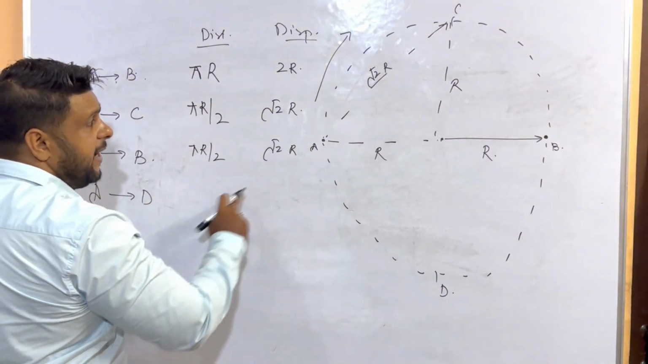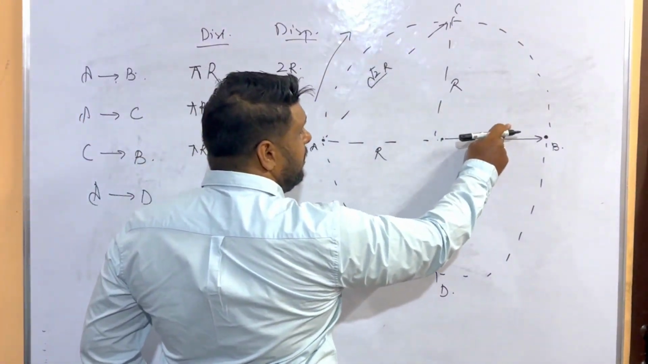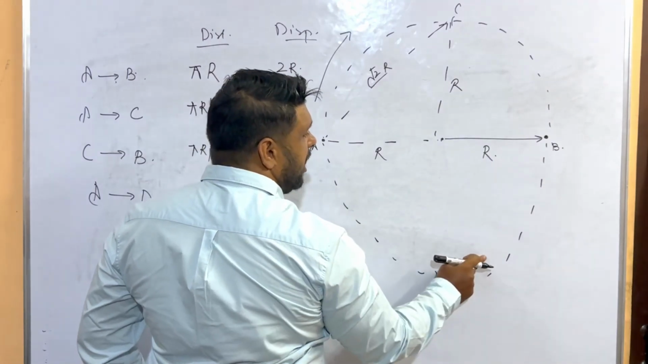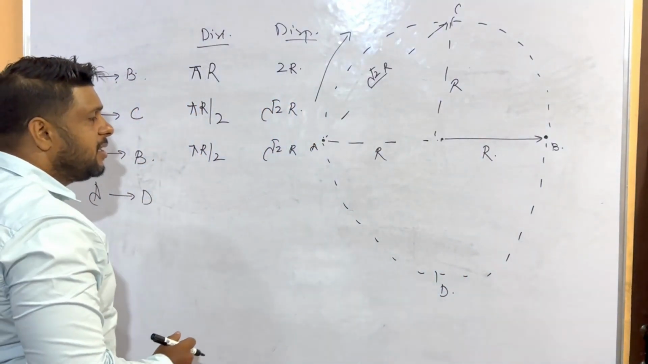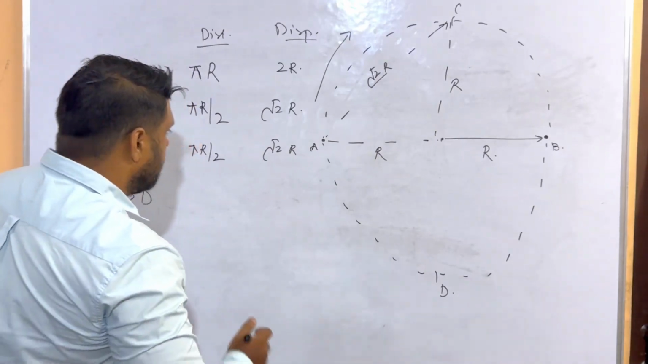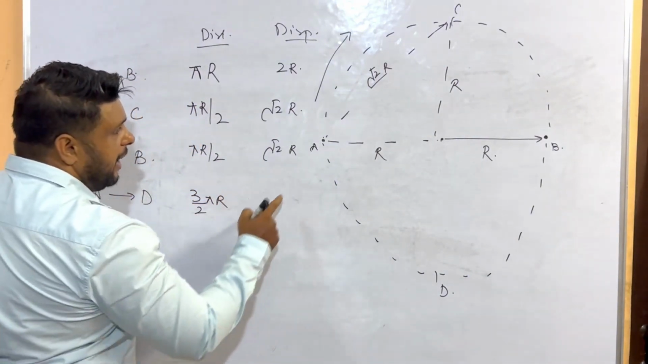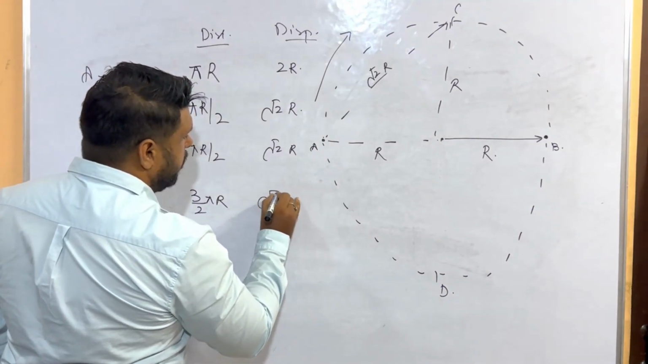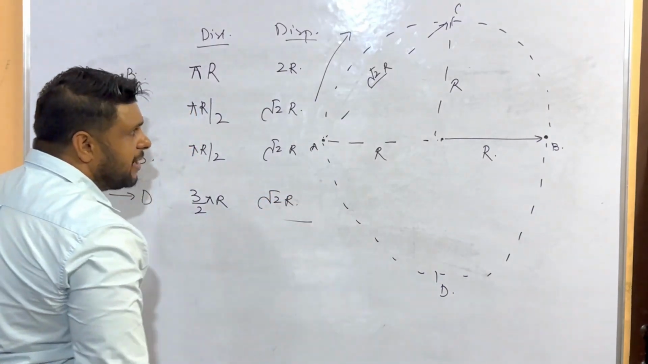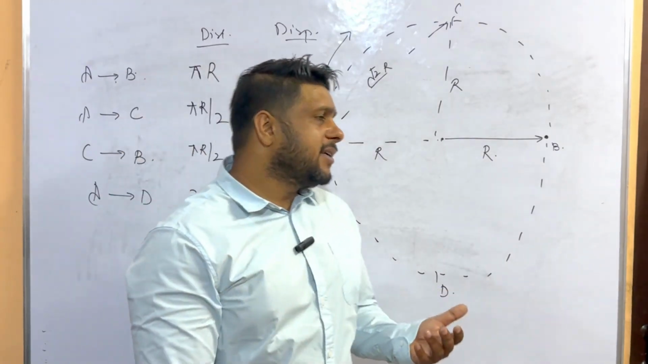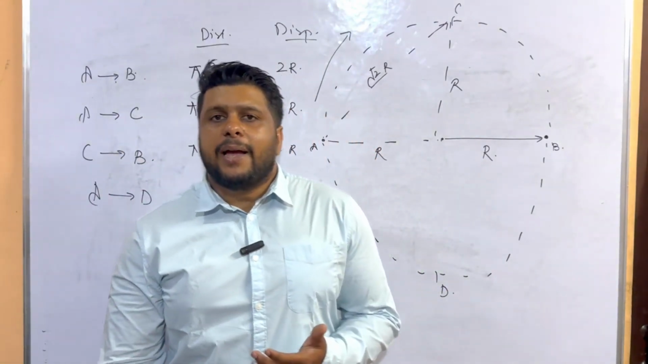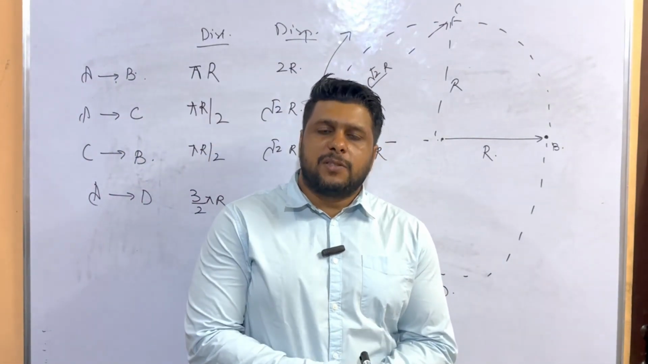Now we have to see A to D. If this is pi r and this is pi r by 2, it is going to become 3 by 2 pi r. And what about displacement? The displacement is going to be the same. Similarly, you can construct more examples and try to solve some questions.